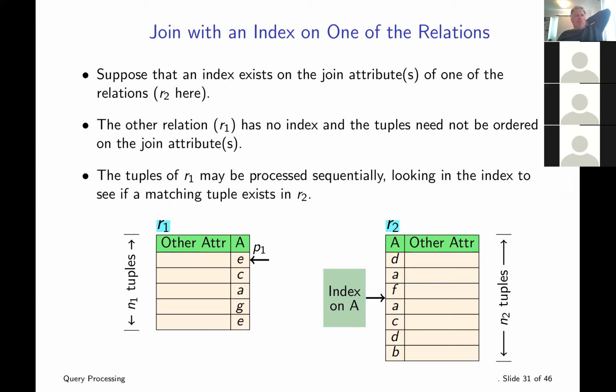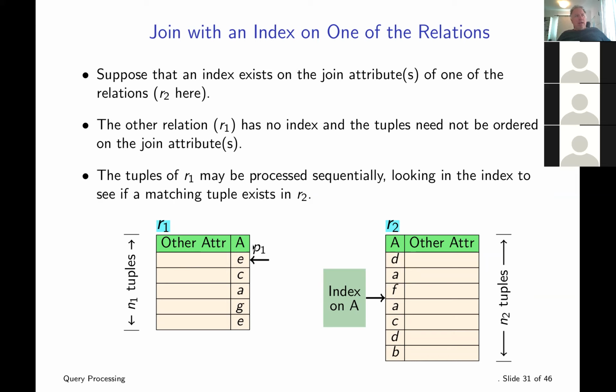All right, let's say we have a different kind of join where we have an index on one of the relations. R2 here has an index on A. We don't specify what type of index, but anyways, we have some index on the attribute A. We don't have an index on the attribute A here. So it's pretty clear what our strategy is going to be.